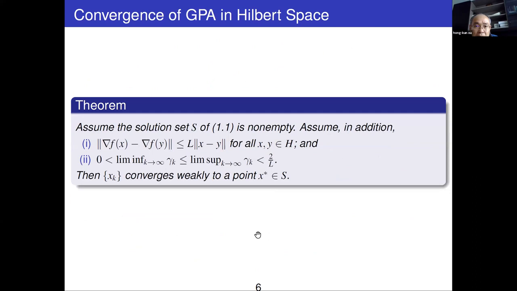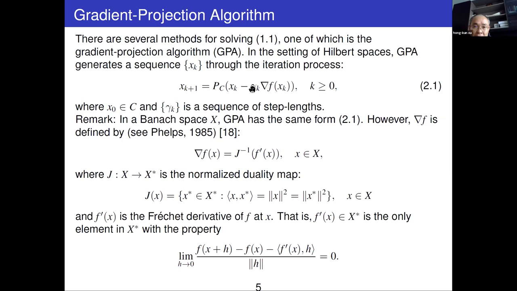Let me move down to the convergence result here. Two conditions: if the gradient of f satisfies this Lipschitz continuity condition, and number two, the step size is selected in this way, then we know the sequence x_n generated by GPA converges weakly to a solution in a general Hilbert space. That's weak convergence. But in Banach space, this algorithm does not work quite well because the gradient is quite complicated.